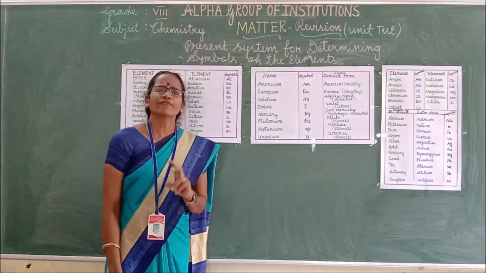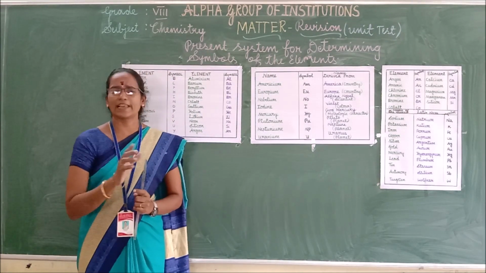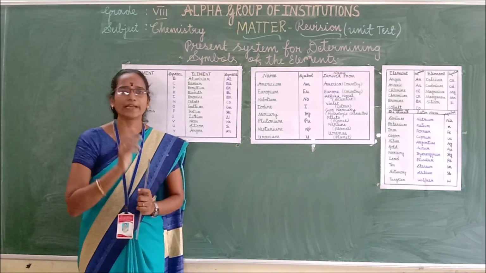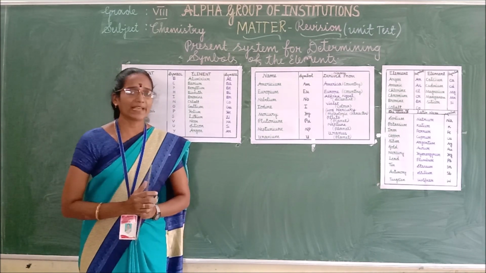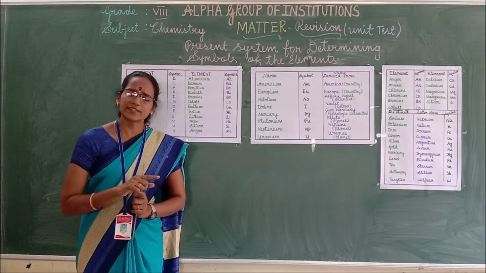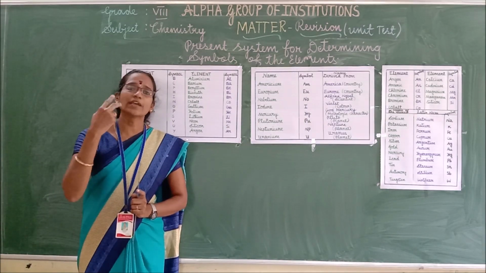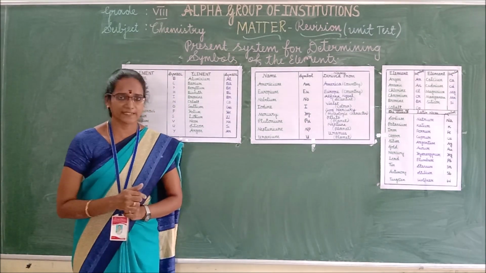Next, if the first two letters of the names of elements are the same, then we have to take the first letter and the second letter. For some elements we have to take the third letter as the symbol.